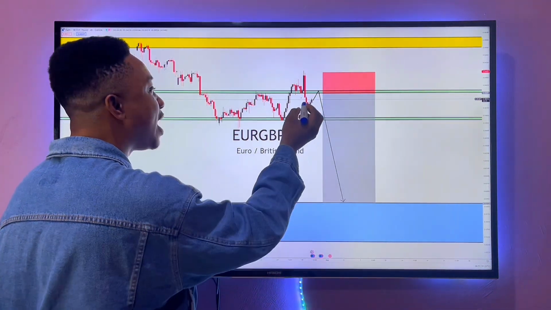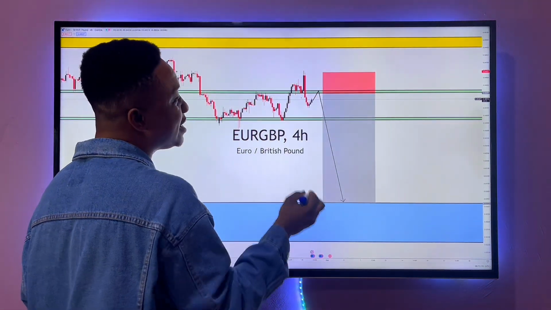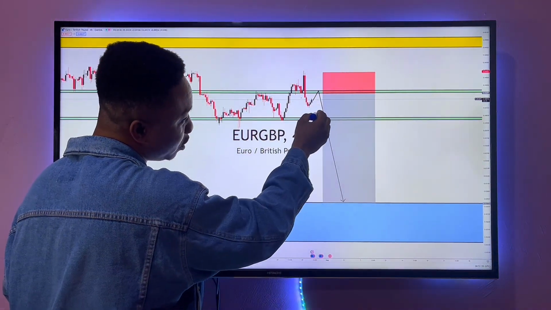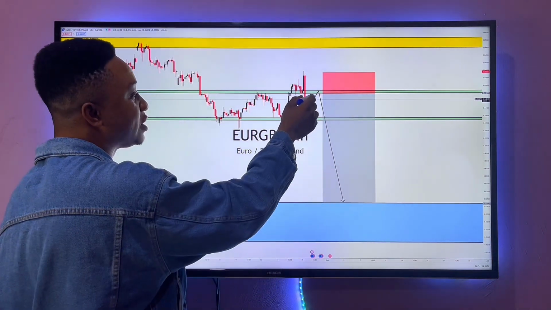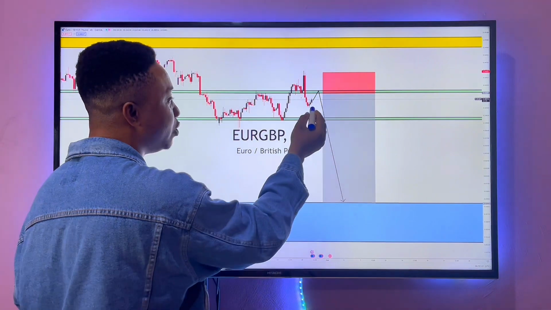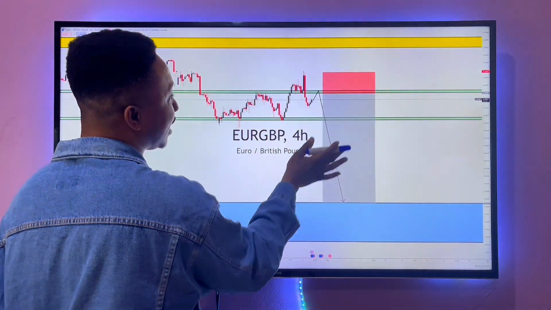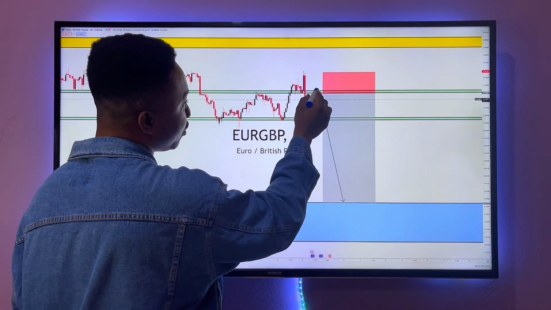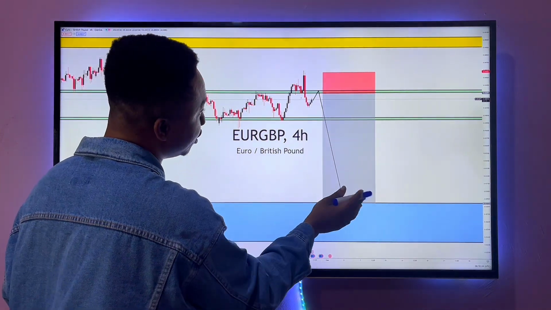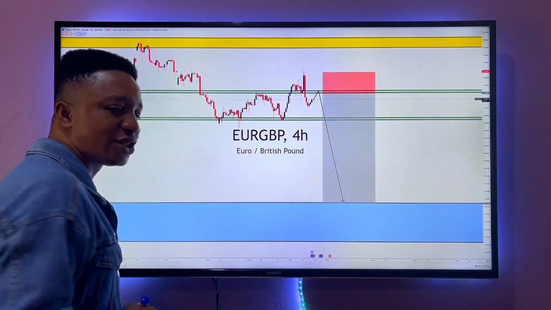Now, there's only one thing that can make this setup invalid. That is, if price does not go for the retest, but instead sees sell pressure here and continues to drop, then this setup becomes what? Invalid, because we know that there's more sell pressure here and price wasn't ready for the retest. That's the only thing that can make this setup invalid. But if price does complete the exhaustion, we are definitely going to find entry here to sell all the way to the downside. Alright, so that's it for EUR GBP.